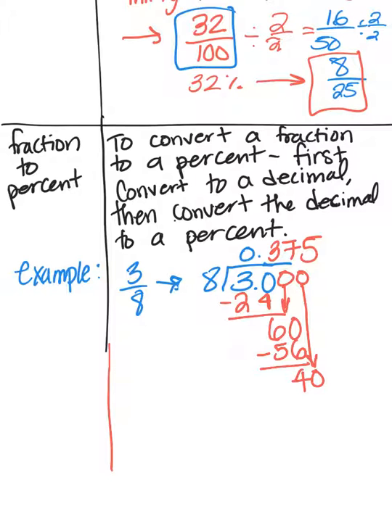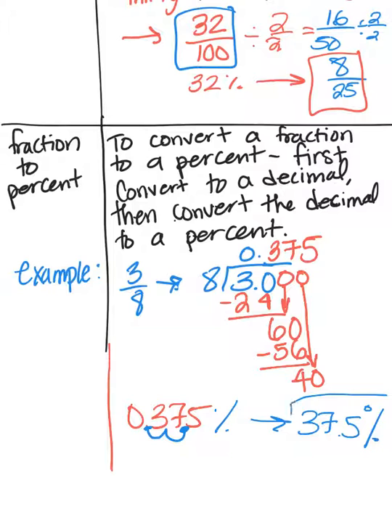So now I have 0.375. I'm going to convert that into a percent by shifting the decimal 2 places to the right. 1, 2. And then I'm going to put a percent symbol. So this turns into 37.5%. And you can have a decimal with percentages. You can. You just have to make sure that you follow your steps correctly.